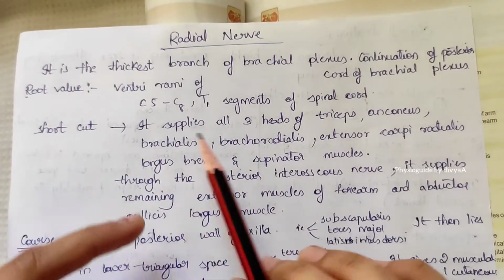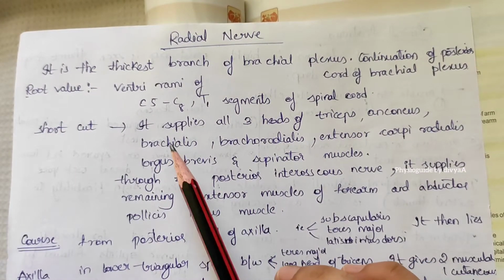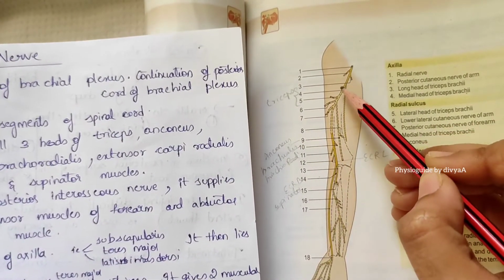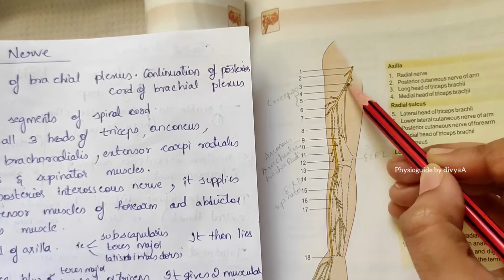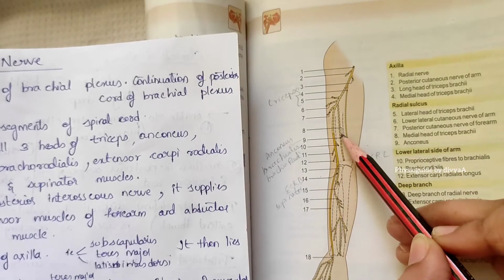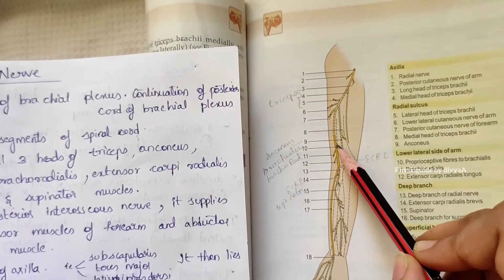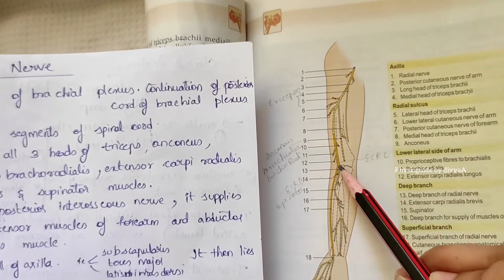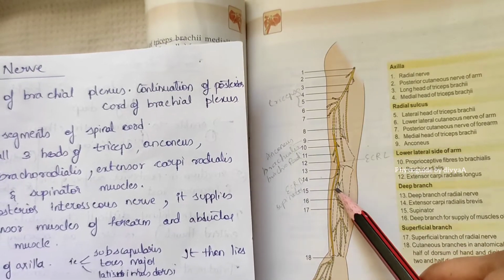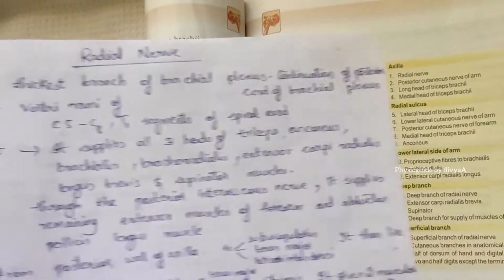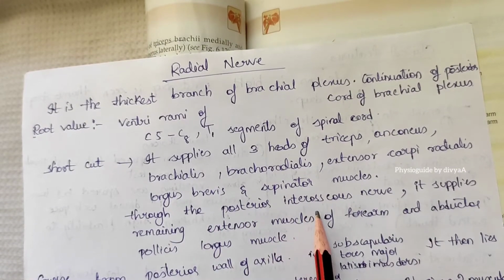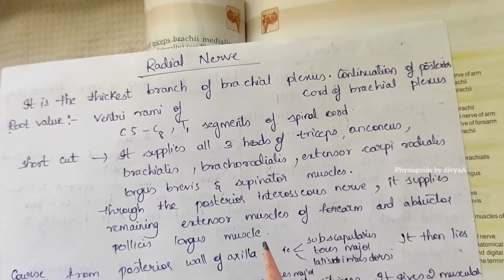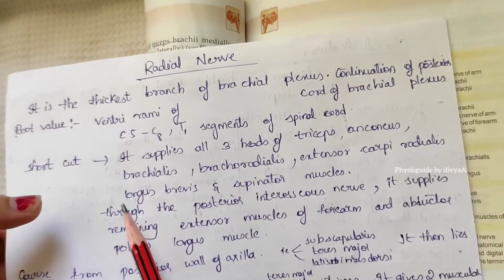In shortcut, what is the course? In shortcut, it supplies all three heads of the triceps, anconeus, brachialis, brachioradialis, extensor carpi radialis longus, extensor carpi radialis brevis, and the supinator muscle through the posterior interosseous nerve. It supplies the remaining extensor muscles of the forearm and the abductor pollicis longus muscle. In short, we can say the radial nerve passes by all these.